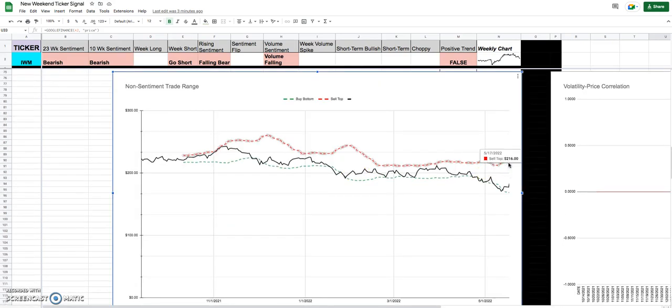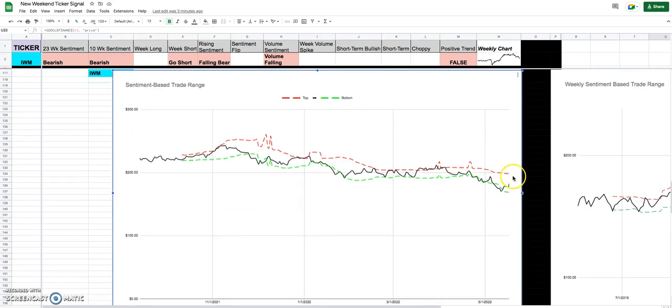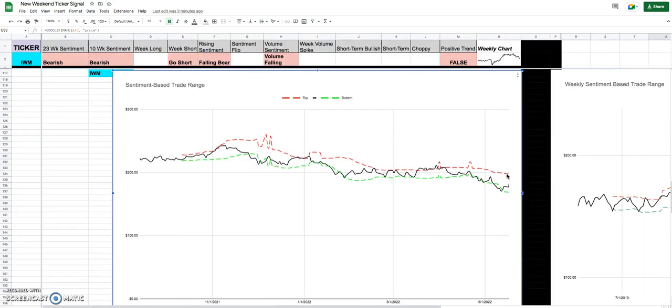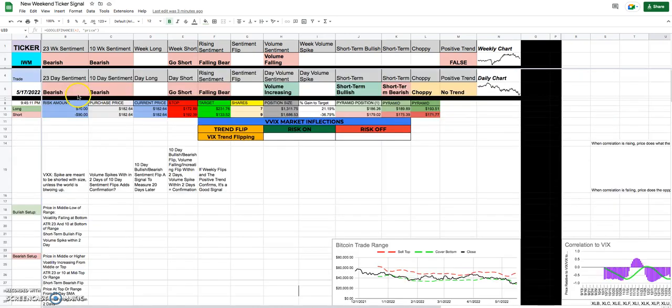I think the non-sentiment based has a top of 216. I use sentiment based. I think that's much more accurate. So 196 is what we're looking at. The weekly, it's a little extended. So this is going to be one where I'll be looking again, just being patient.